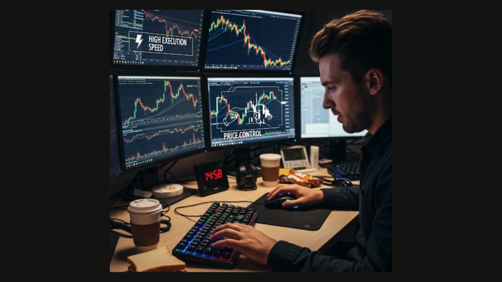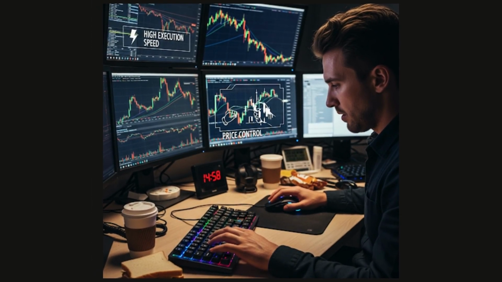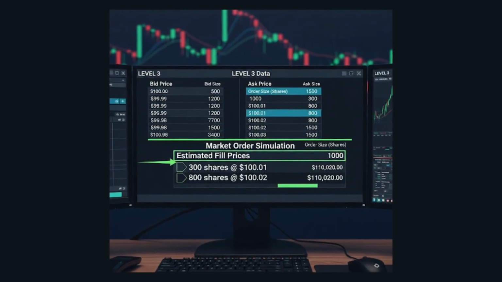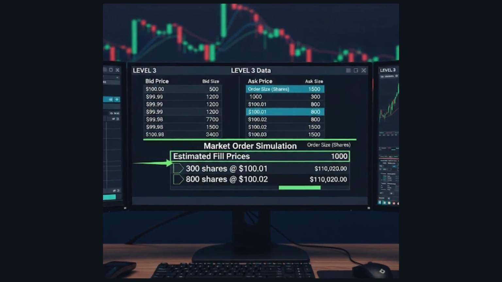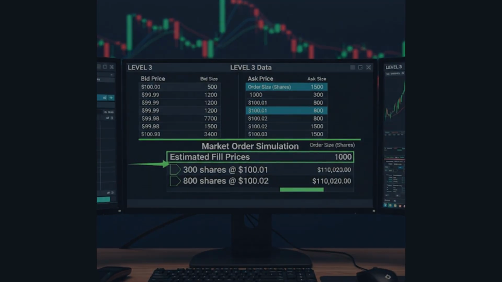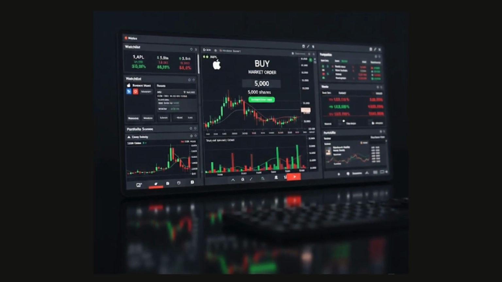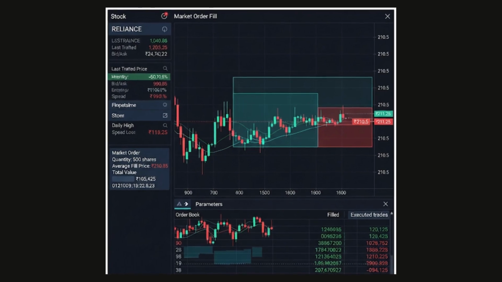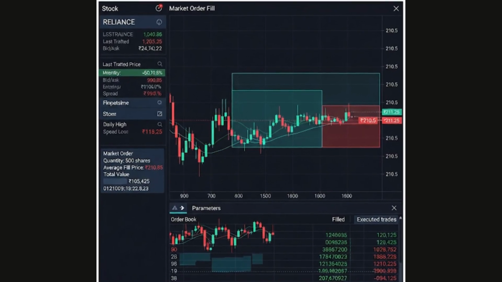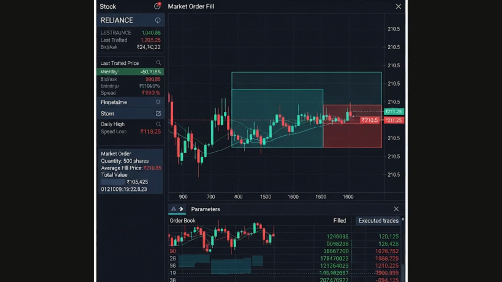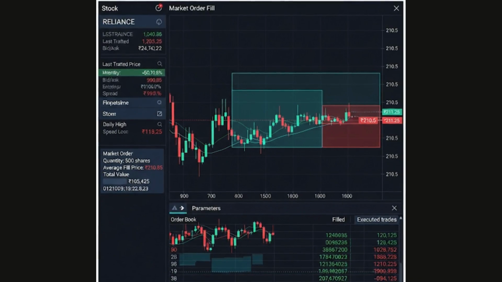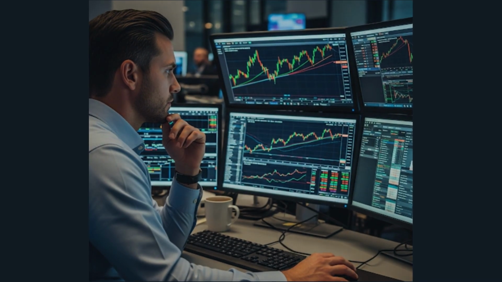When scalping, execution speed and price control are everything. With Level 3 data, you can see exactly at what prices your market order will get filled. For example, if you want to buy 5,000 shares, you can instantly see whether they'll get filled between 210 rupees 5 paise and 211 rupees 25 paise and plan your trade accordingly.